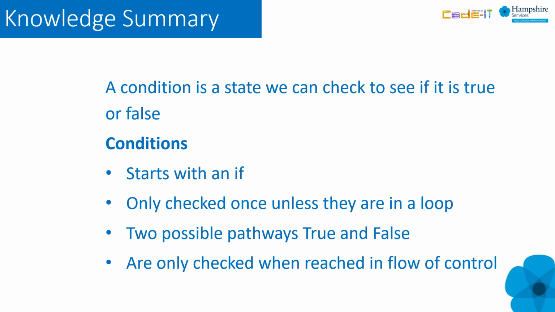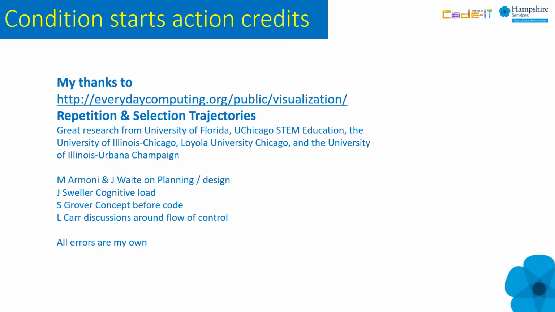Let us summarise what we've learned. A condition is a state we can check to see if it is true or false. Conditions start with an if. Conditions are only checked once unless they're in a loop. After a condition is checked, there are two possible pathways, true or false. Conditions are only checked when reached in the flow of control.